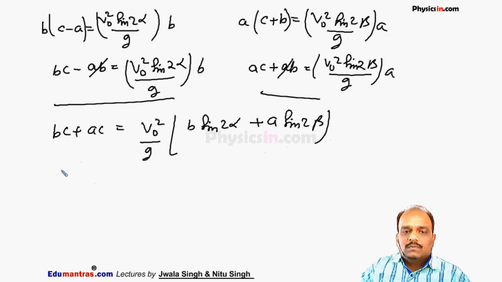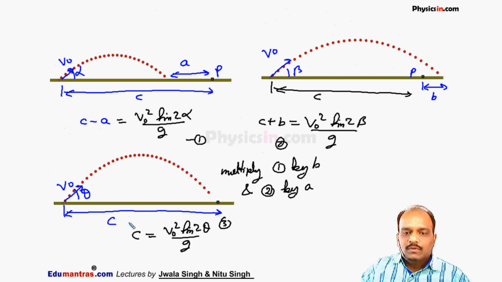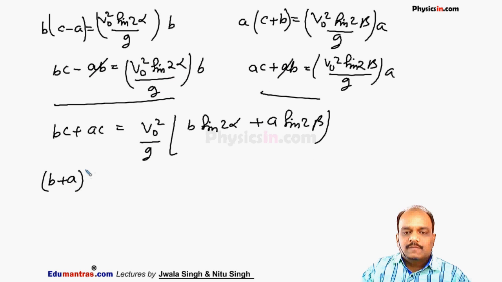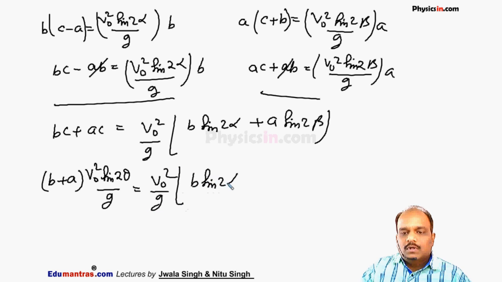We also know, from here we can say B plus A into C. We know the value of C here from here. We know C is also equal to v0 square sine 2 theta by G. So I will substitute the value of C here, that is V naught square sine 2 theta by G, that is equal to V naught square by G into B sine 2 alpha plus A sine 2 beta.